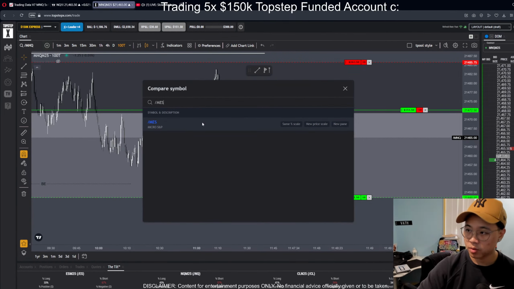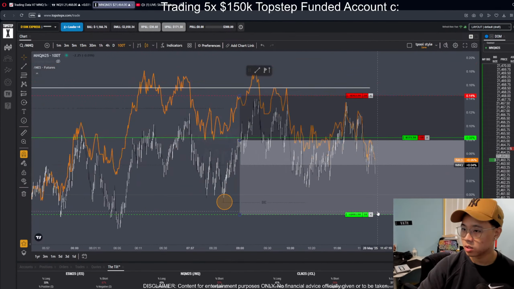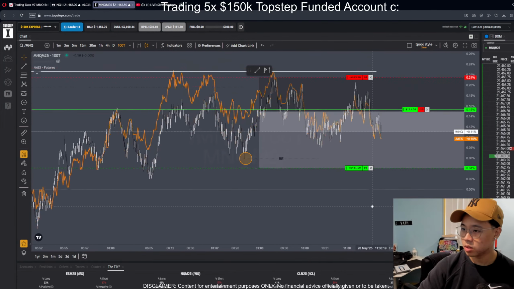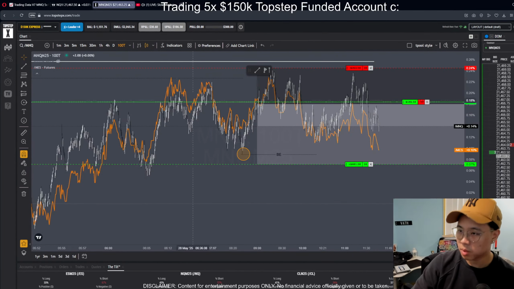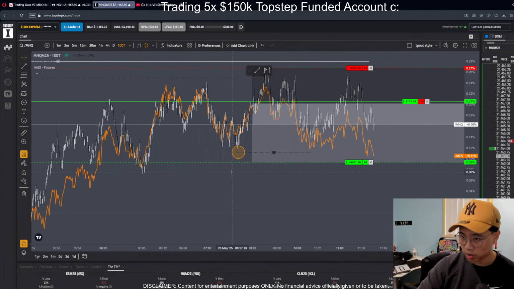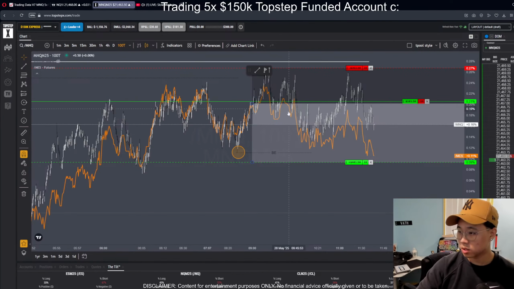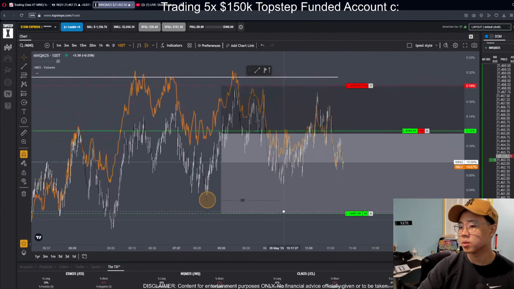MES is kind of... Let's have a look for S&P. Here we go. You can see, yep, it's sort of made a bearish move. S&P's made a bearish move. If we overlay the orange S&P over micro Nasdaq, it's sort of catching up there in terms of realigning to fit the bearish move.